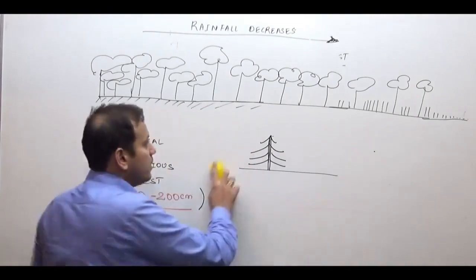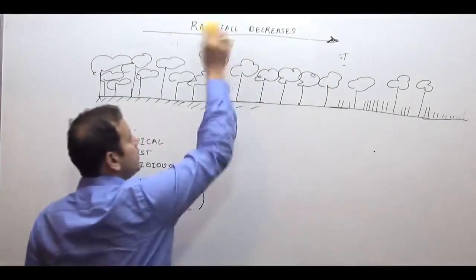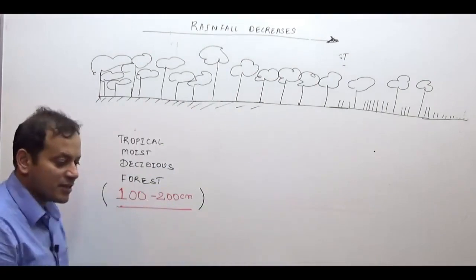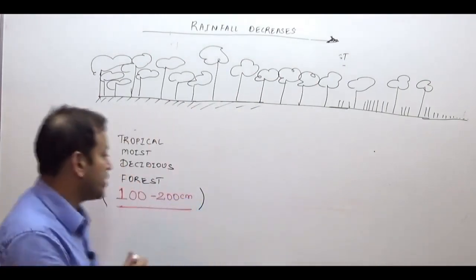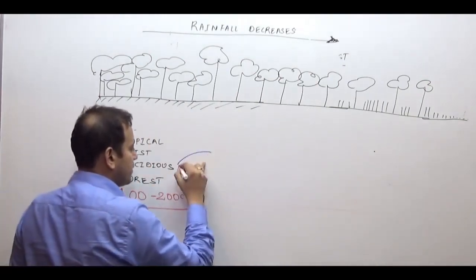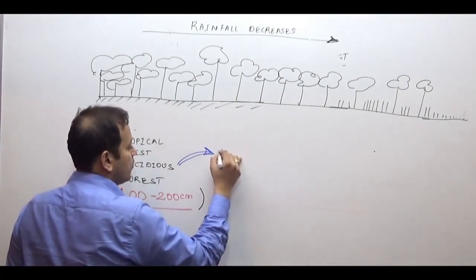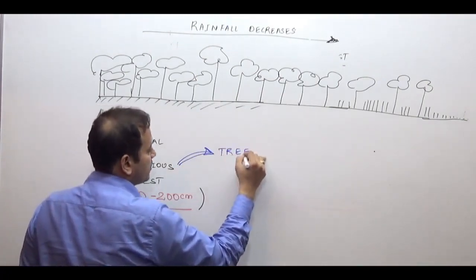Now, in this tropical deciduous forest, why is the word deciduous used? Deciduous means the trees which shed their leaves during the dry season. These are the trees which shed their leaves.